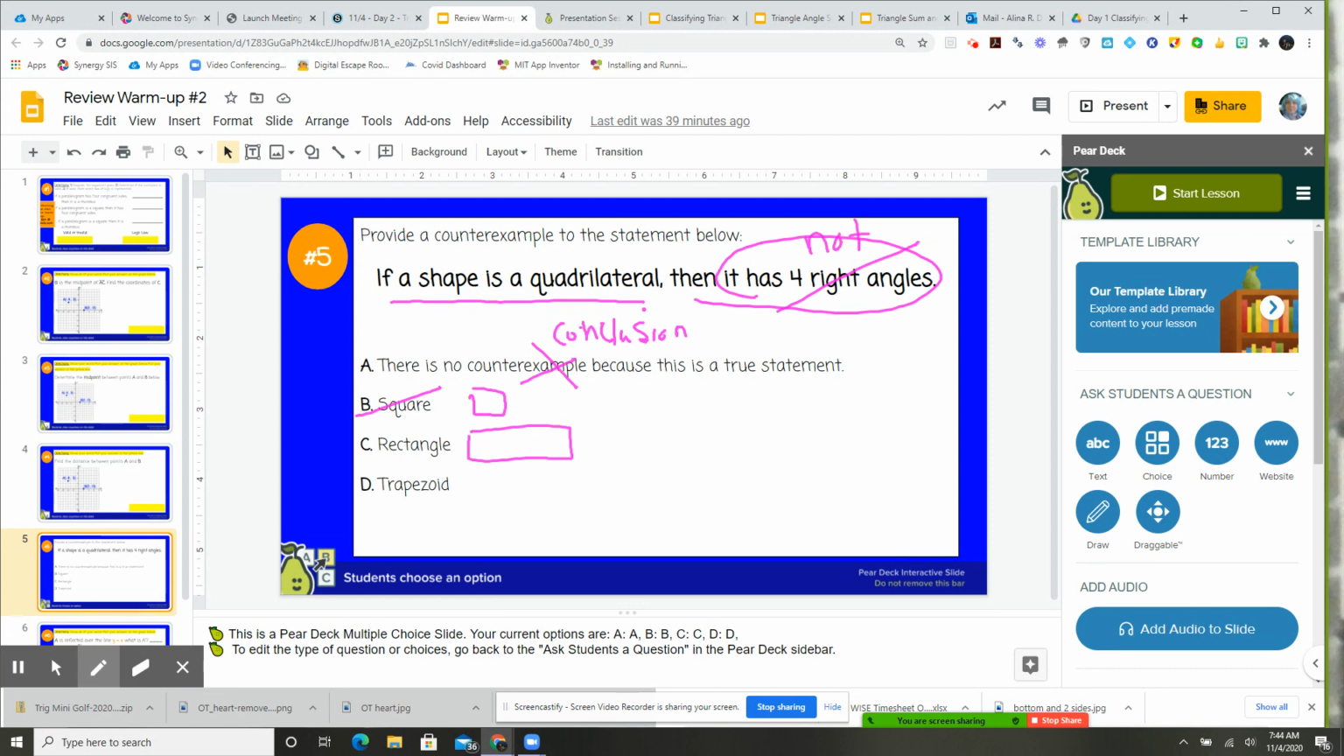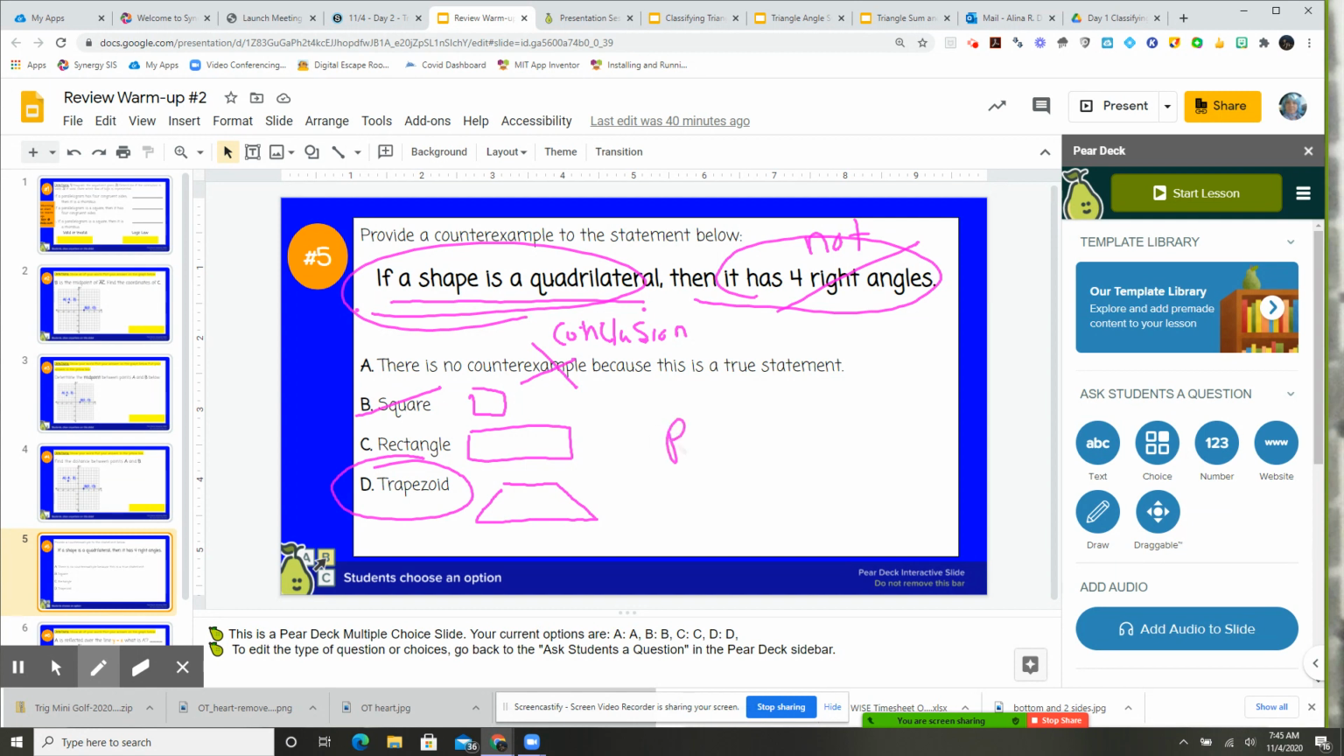What about a trapezoid? Is it a quadrilateral? Does it have 4 sides? Yeah. Does it have 4 right angles? No. It does not. My friends, that is our counterexample. Counterexample, counter conclusion. Keep the beginning. I want a quadrilateral. So a triangle won't work, a pentagon won't work, a hexagon won't work. It needs to have 4 sides, but I want something without 4 right angles.